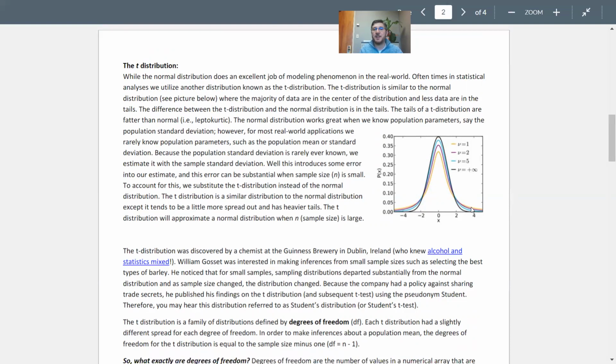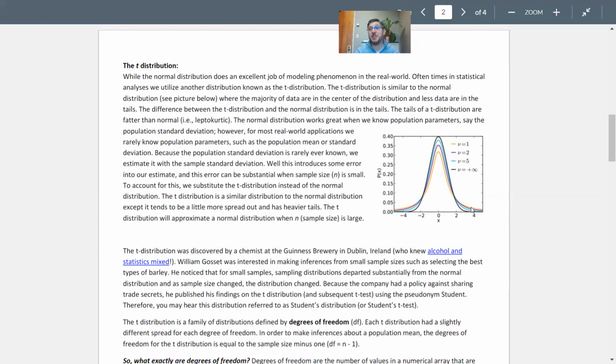So we would say that it's more leptokurtic than the normal distribution. The t-distribution was actually discovered by a chemist at Guinness Brewery in Dublin. William Gosset was interested in making inferences from small samples, because he wanted to figure out the best types of barley to add to his beers. He noticed that for small samples, the normal distribution did not do a good job of approximating the population parameters. So he developed the t-distribution for use in small sample cases.